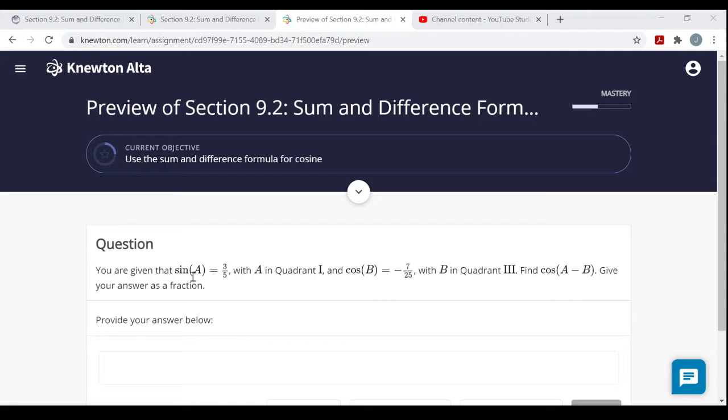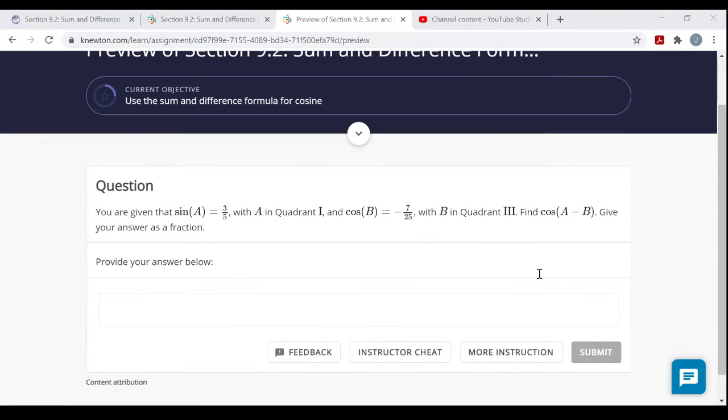We're given information about an angle called A, we're given information about an angle called B, and then we're asked to find the cosine of A minus B. If you were to take angle A and angle B and subtract them, what would be the cosine of that new angle? And give your answer as a fraction. As I say almost every time, if you want to see more on this, click on more instruction. Look at their videos, their examples, their notes. Hopefully those help you out.